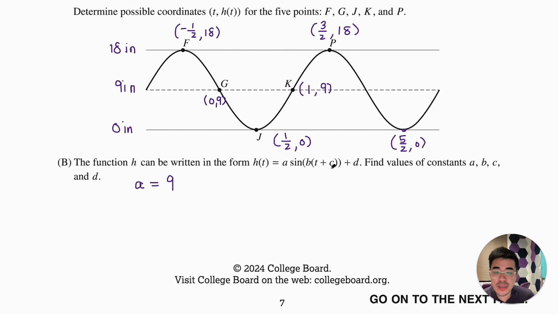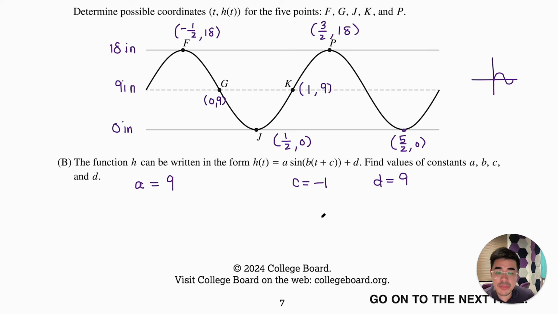C is the horizontal shift. So normally a sine function starts here and goes up, and it would start at 0. This one actually starts when t is equal to 1, so it has shifted 1 to the right. So in this case, my C would be -1. D represents my midline, which is 9. Everything's shifted up 9 units.